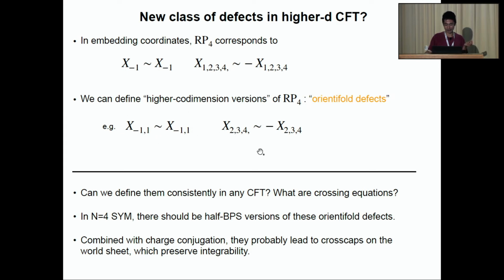For example, we can consider something like this, where one coordinate is identified with plus sign and the rest are identified with minus sign. Physically, this corresponds to some kind of higher codimension version of RP4. So the questions that I want to pose are: can we define them consistently in any CFT? If so, what are the crossing equations? Furthermore, in N=4 super Yang-Mills, I expect there should be half-BPS versions of these higher codimension versions of RP4. Combined with charge conjugation, they probably lead to crosscaps on the worldsheet, which preserve integrability and can be studied at finite coupling.